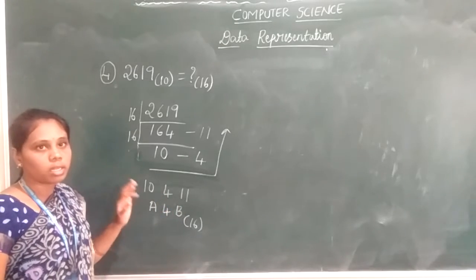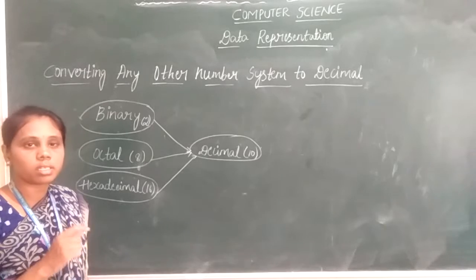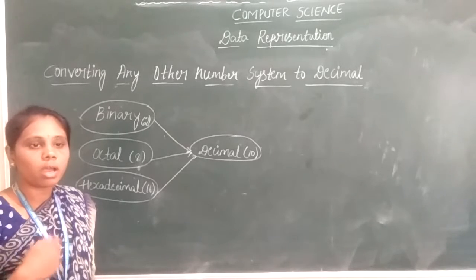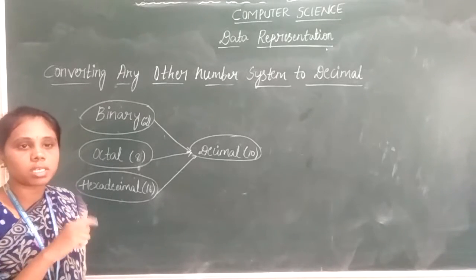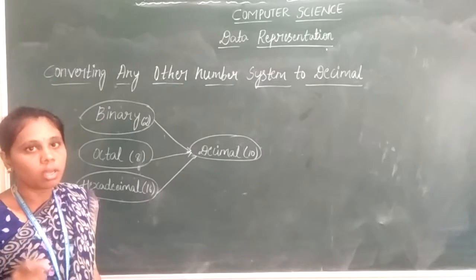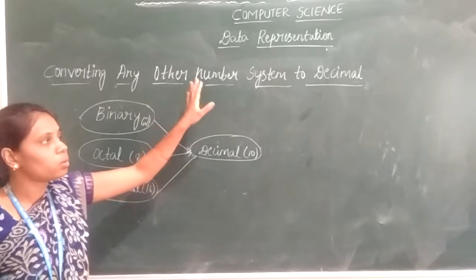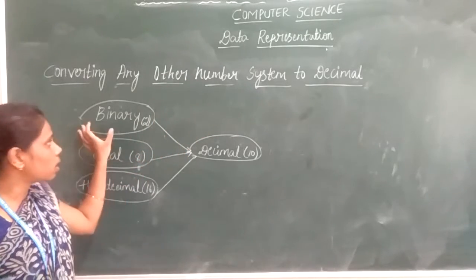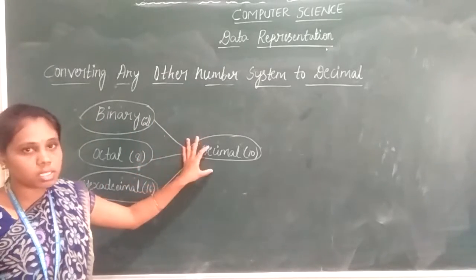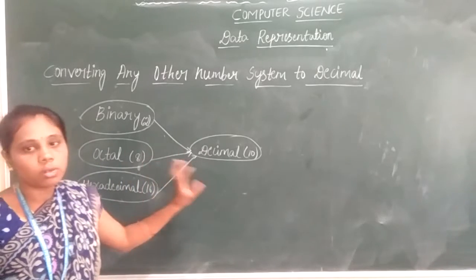We will see another concept. We have discussed the conversion of decimal to any other number system, that is decimal to binary, decimal to octal and decimal to hexadecimal. Now we will see converting any other number system to decimal. It includes conversion from binary to decimal, octal to decimal and hexadecimal to decimal.